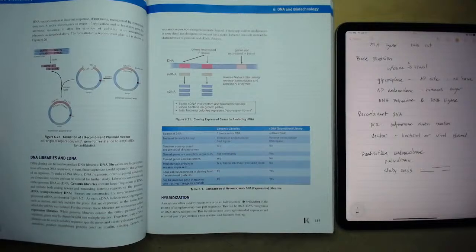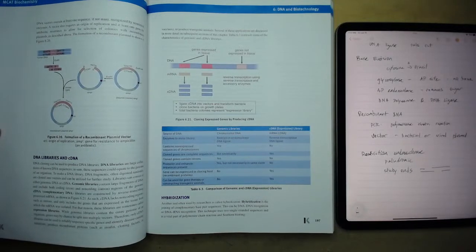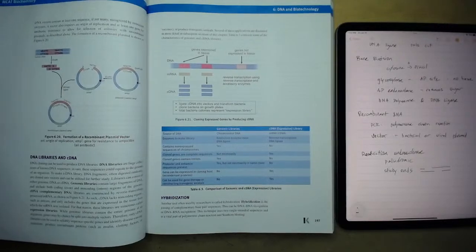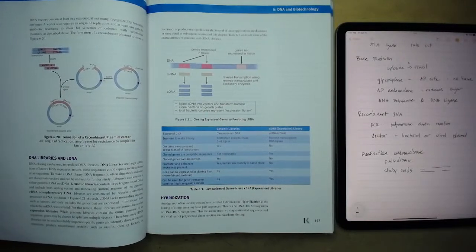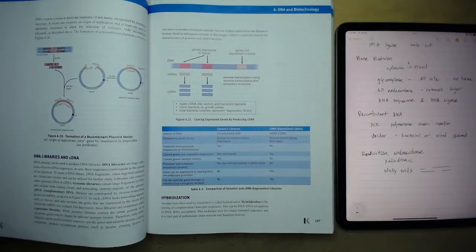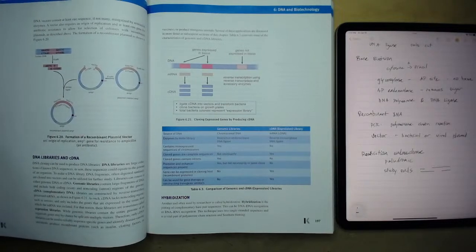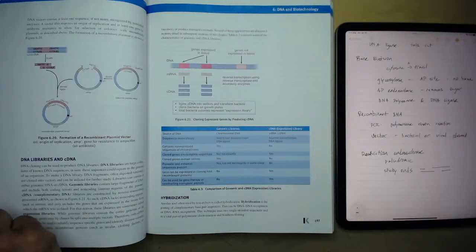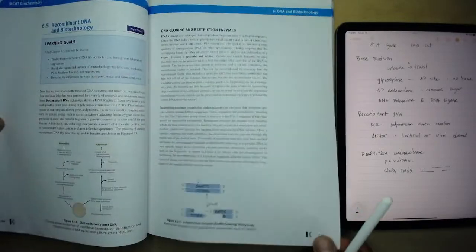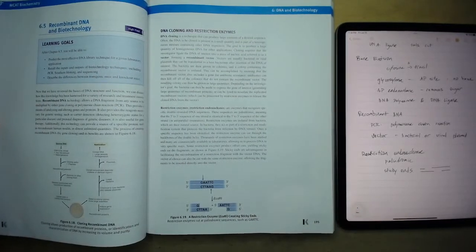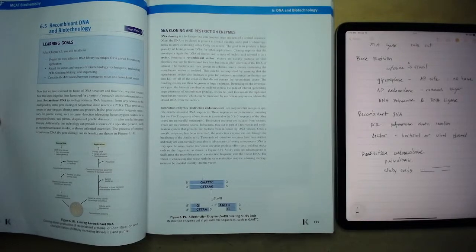So it won't be replicated if you don't have an origin of replication. I guess you want to replicate it to clone these, to produce these. And you need antibiotic resistance to isolate them from their cousins that don't have the plasmids that you want, or that don't have the DNA. What do you call what you add? The fragment, the DNA fragment?